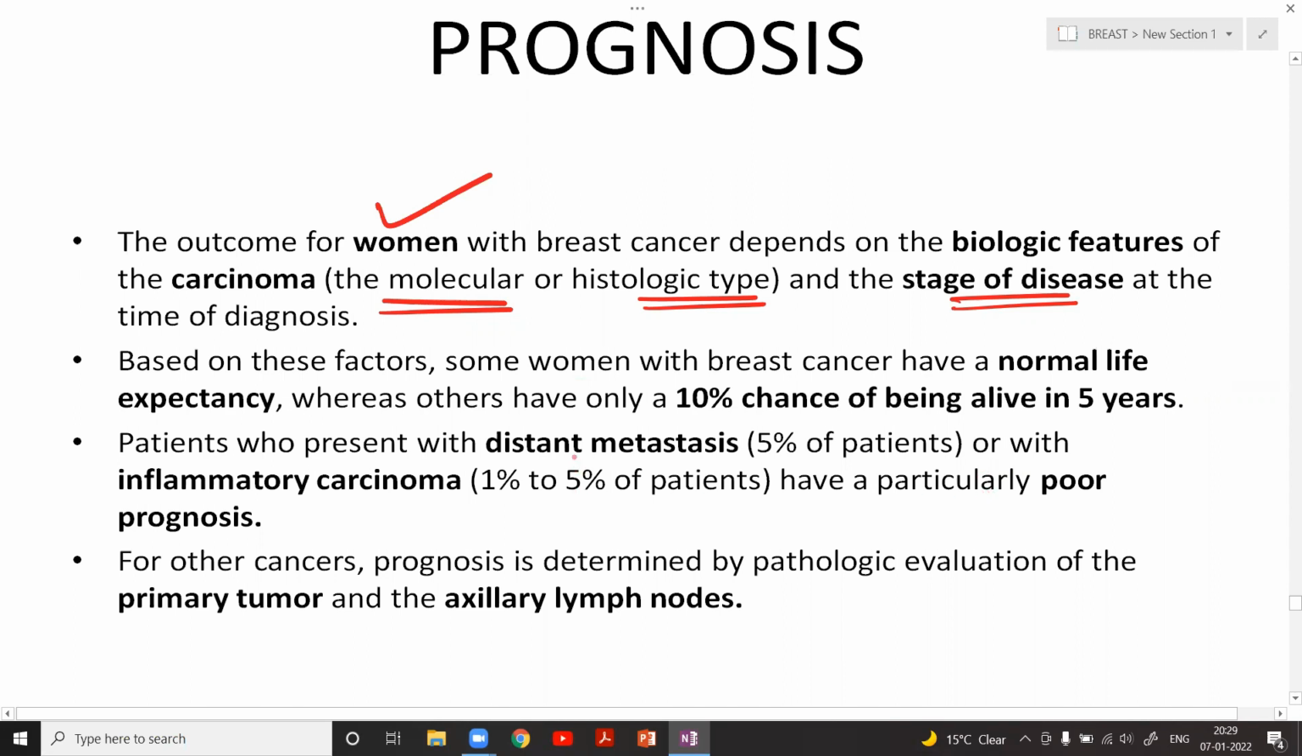the prognosis varies a lot. Some people have a normal life. Some people have less than 10% chance of living in the next 5 years. So it varies because breast carcinoma is a heterogeneous tumor.